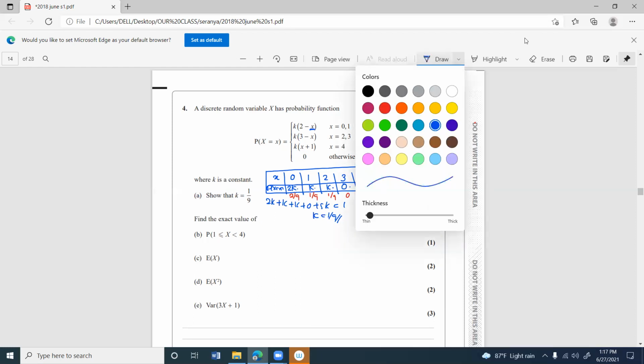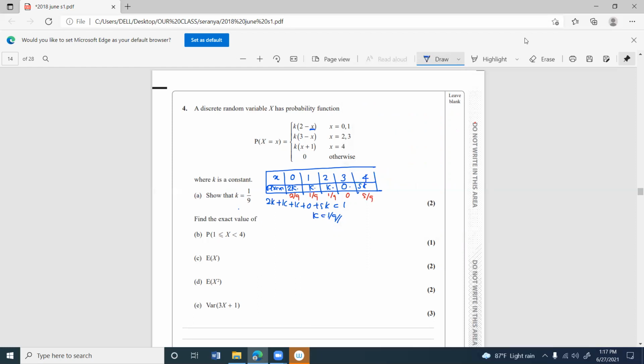Find the exact value of probability of x is greater than 1 but less than 4. Less than 4 means 4 is not included. There is nothing called 3. X equals 2 is included over here, and x equals 1 is not. Therefore, it turns out to be k plus k, 2k. 2 over 9 would be the final answer for this.